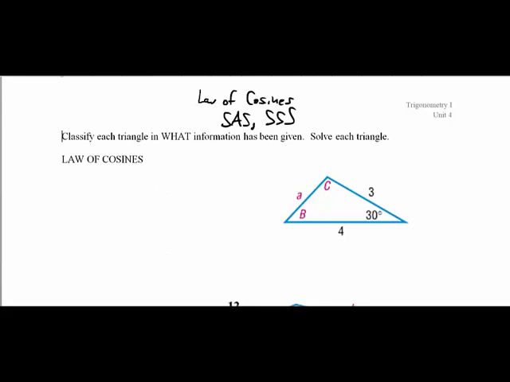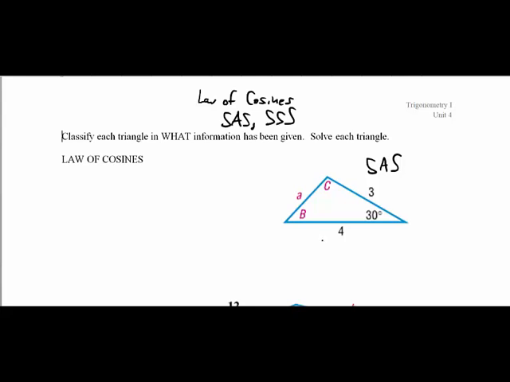So for this first of 4 examples, we're going to first identify what kind of triangle it is based on its angle and side measurements. And you can see that it has 2 sides and an angle. And unlike the side-side-angle situation that we had in the previous section with the law of sines, the angle is between the 2 sides. So this is a side-angle-side, which is going to be for the law of cosines.